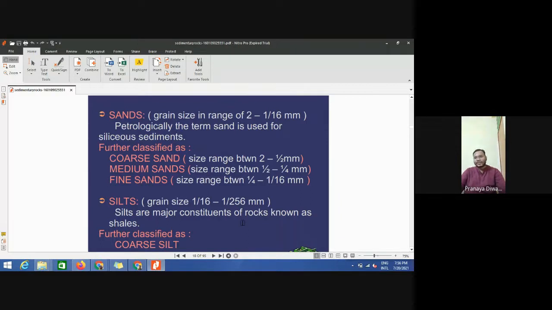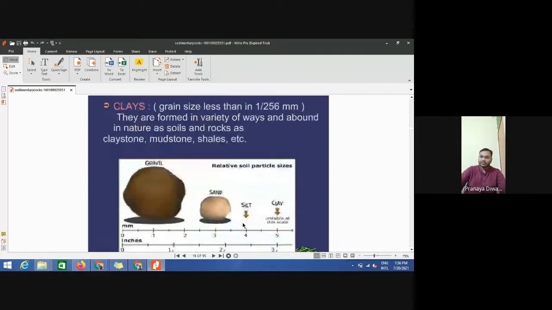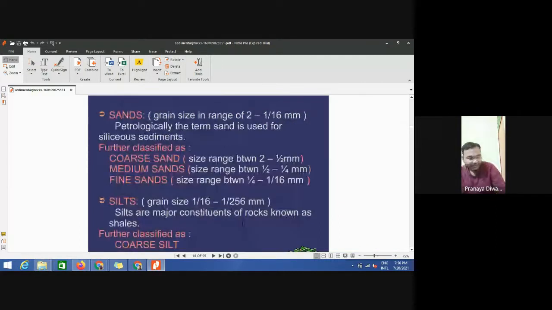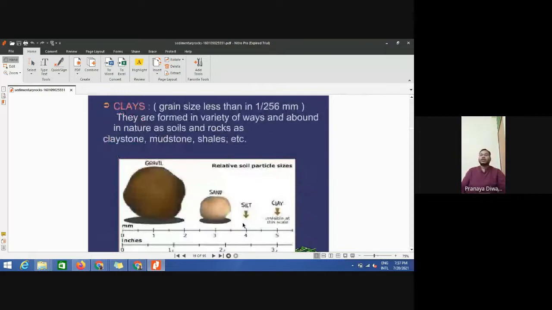Then you have silt. Silts are the major constituent of rocks known as shale. They are further classified as coarse silt and medium silt. And then you have clay.